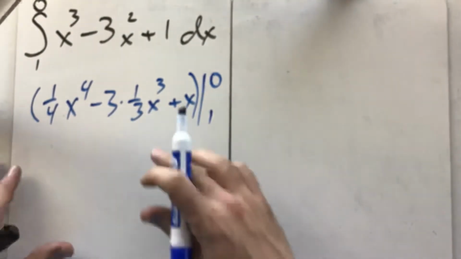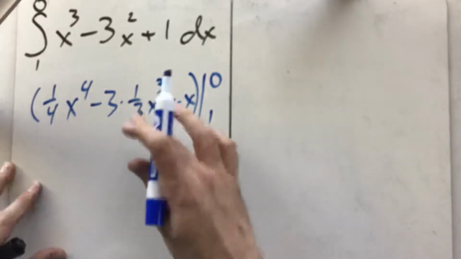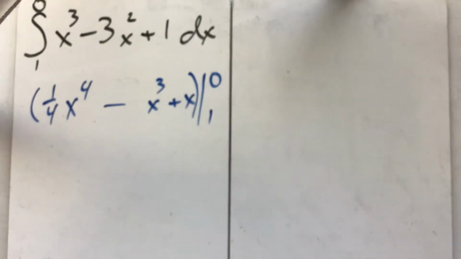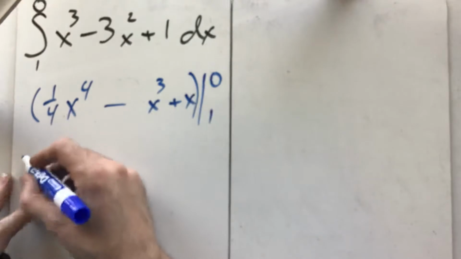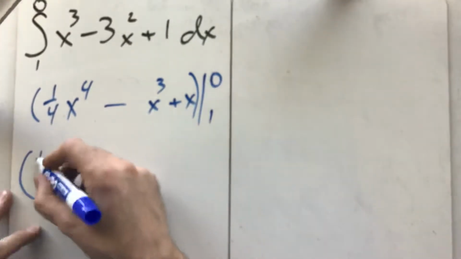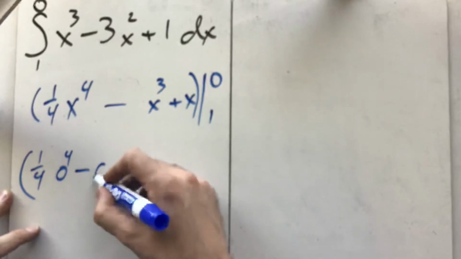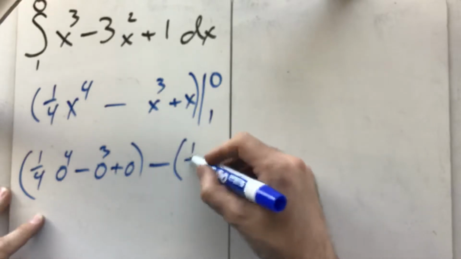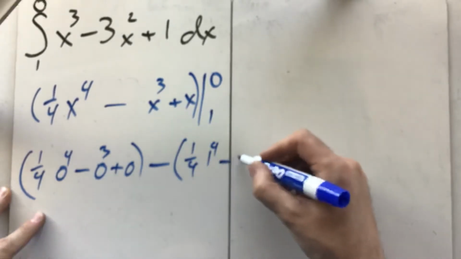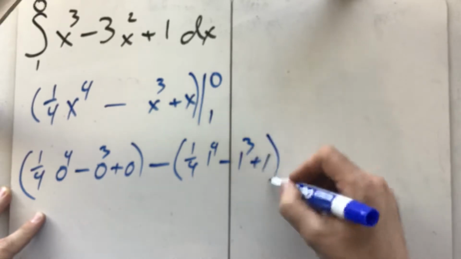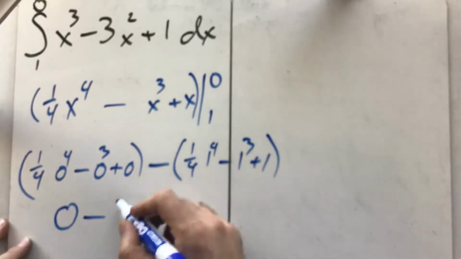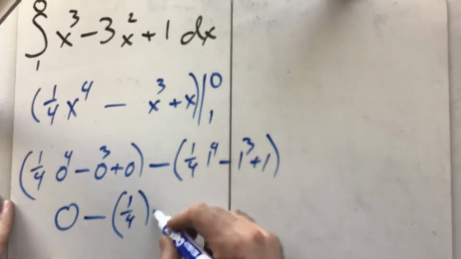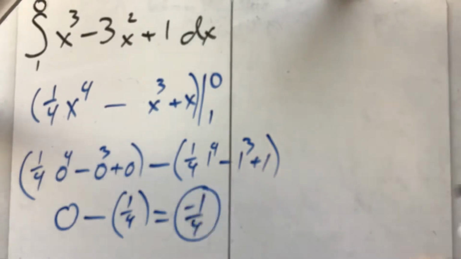Okay, so notice this right here is just the number 1, so I don't actually have to write anything out there because that ended up being really nice. Now I just plug 0 into this. Always plug the top number in first. And we get 1/4 times 0 to the fourth minus 0 cubed plus 0, minus, and then I get 1/4 times 1 to the fourth minus 1 cubed plus 1. And then this looks like 0 minus, and then I've got 1/4 minus 1 plus 1, so minus 1/4. So it looks like negative 1/4 is the answer that I got.